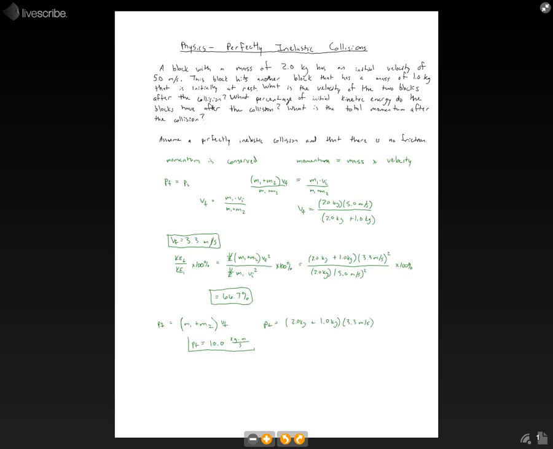And that is actually the unit that is used for momentum. There's not actually a derived unit like joules for energy. It's just kilograms meters per second. This has been a lesson over perfectly inelastic collisions.